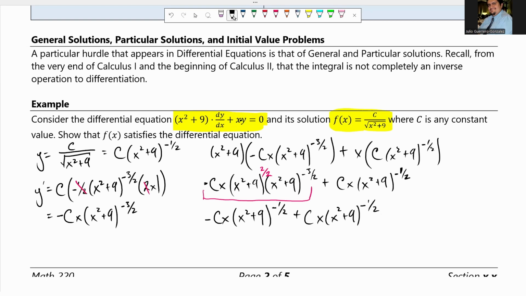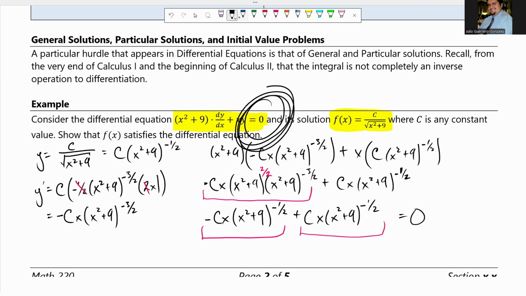And we have this thing happening again, right? So notice that both of these, this and this, are opposites of each other. One's negative, one's positive. So this is actually 0, exactly how I wanted it to be from the differential equation.